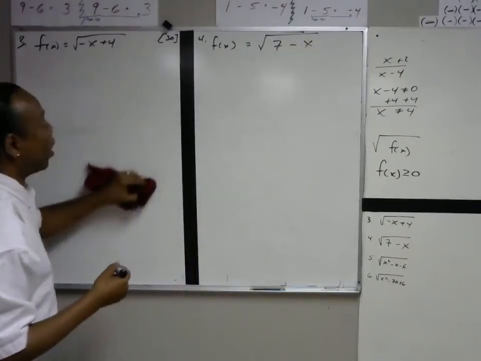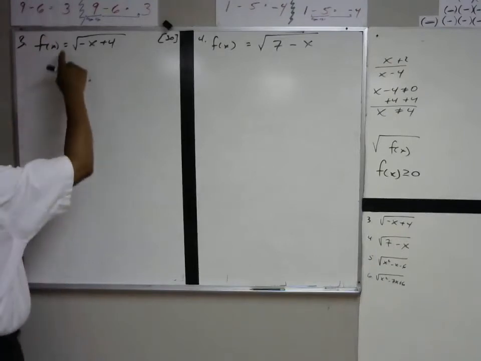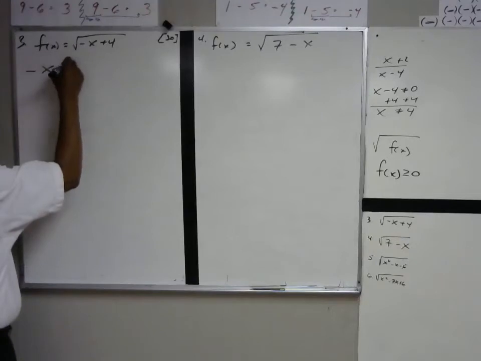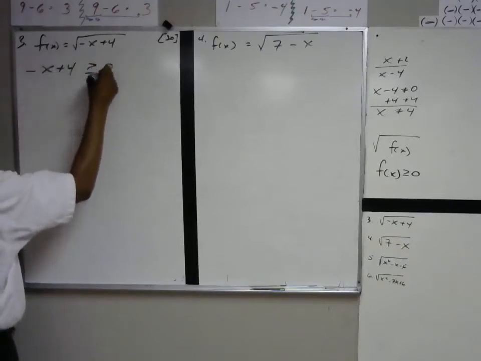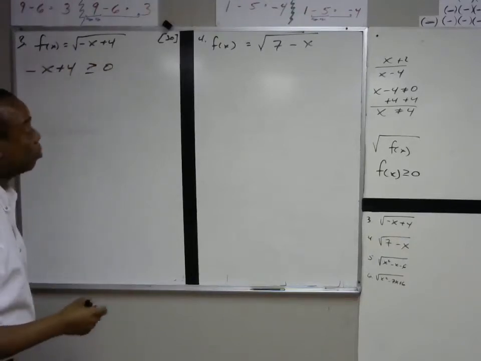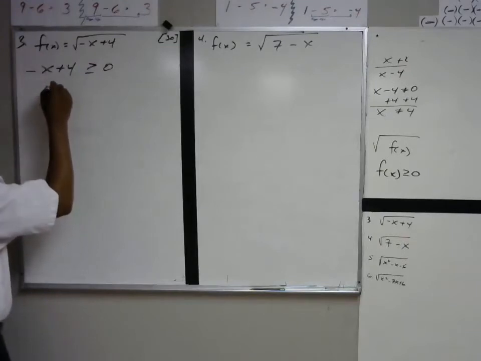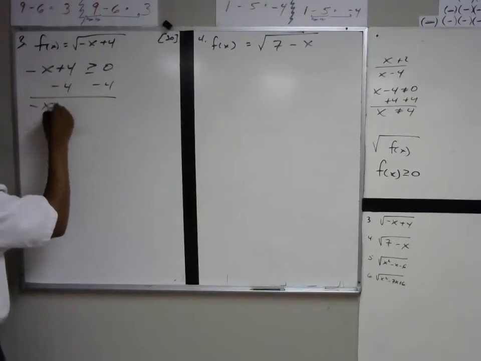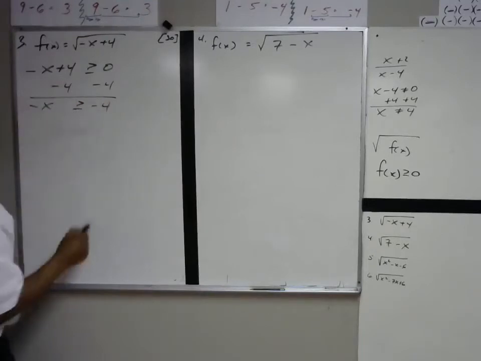Okay, once again, we're going to find the domain of these 2 radical functions. So we're going to take the negative x plus 4, the radicand, and set it greater than or equal to 0. And then we're going to solve for x. So subtracting 4 from both sides, we get negative x is greater than or equal to negative 4.